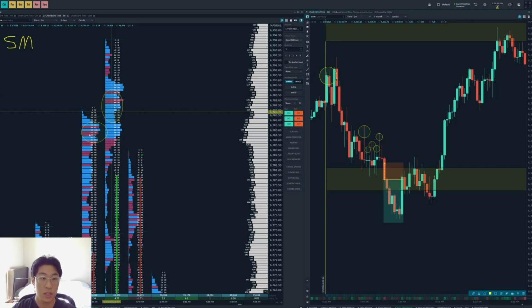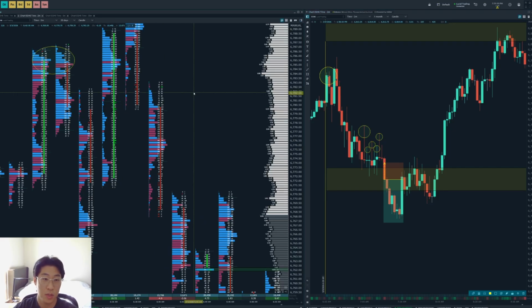Off the open, we see major absorption. We see buying absorption as well as aggressive selling. Buying absorption, aggressive selling for the first 10 minutes of market open. I love looking at the first 5 minutes on the 5-minute chart just because it gives a more clear picture. But I do trade on the 2-minute chart.